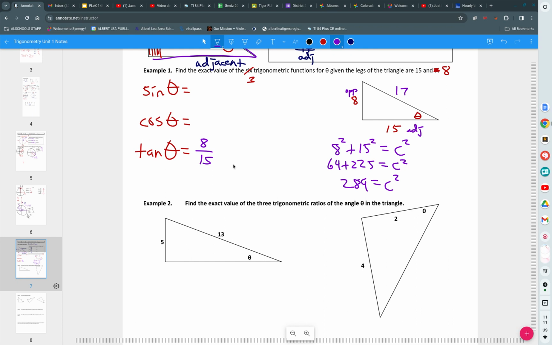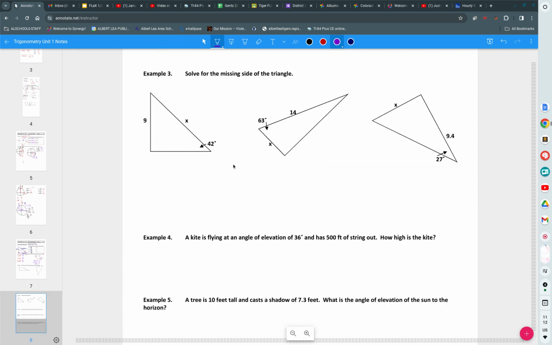See if you can write the answers for sine and cosine now. Try to write the answers for sine and cosine. I've got 8 over 17 and 15 over 17. Any questions there? Good. Make sure you got your calculator out. Going to need it for this part. Flip it over. We're going to do these 3 problems. And we're going to move to making sure you can have success on your assignment.